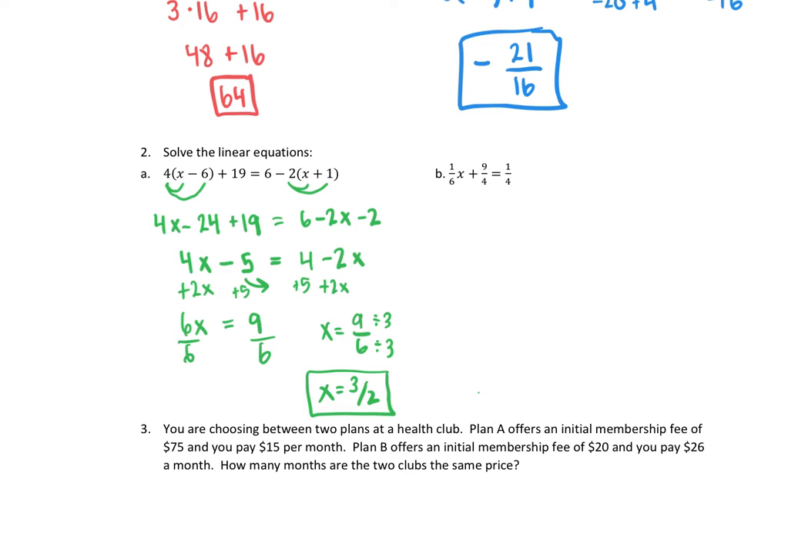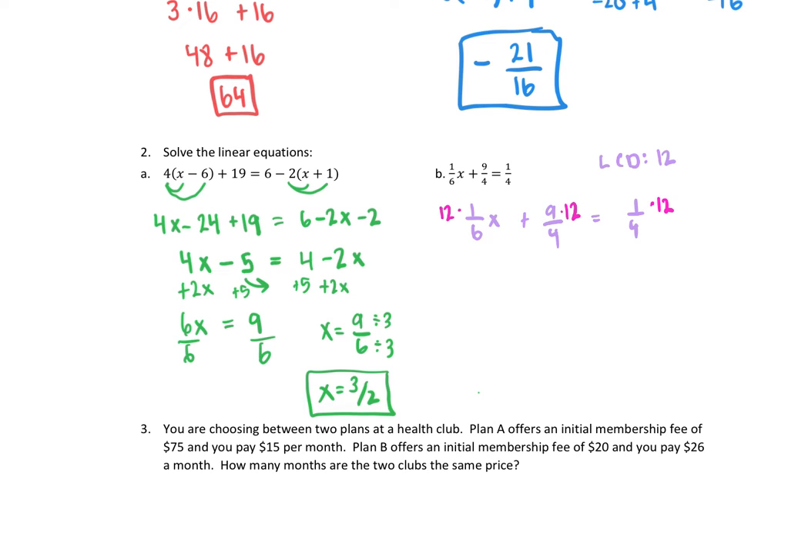All right, the next question has fractions, so we want to get rid of those fractions. That's the very first thing we want to do. So if we find the LCD between 6 and 4, we know that that is 12. So I can take each term in my equation and multiply it by the LCD. So I would take that 1/6 and multiply by 12, the 9/4 and multiply by 12, and the 1/4 and multiply that by 12.